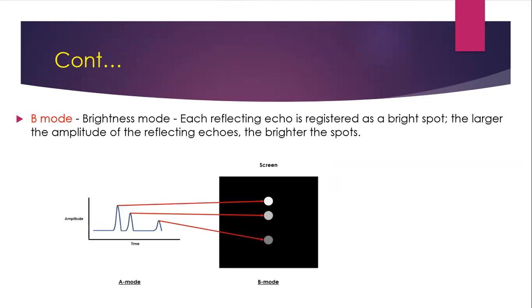Okay. So B mode is brightness mode. Each reflected echo is registered as a brighter spot. The larger the amplitude of the reflected echoes, the brighter the spot. So you can see in this case, if the amplitude is high, then the ultrasound will be brighter. But if the amplitude is low, that means it is dark. So in this case, larger masses or denser masses will appear brighter.